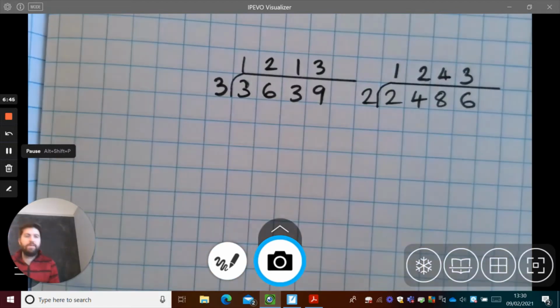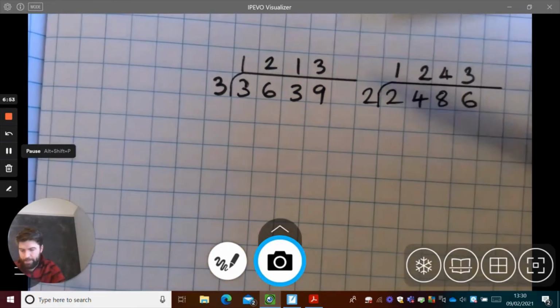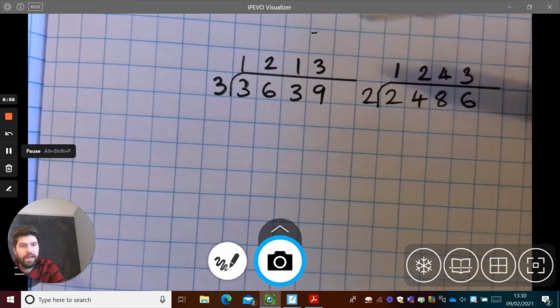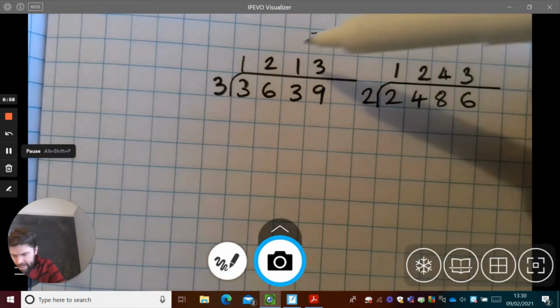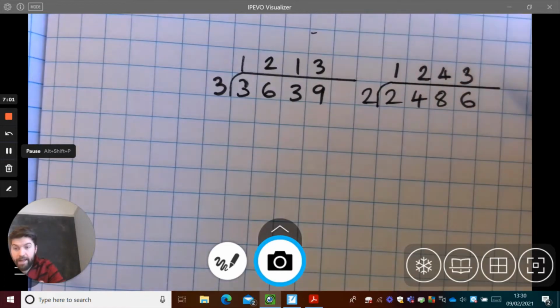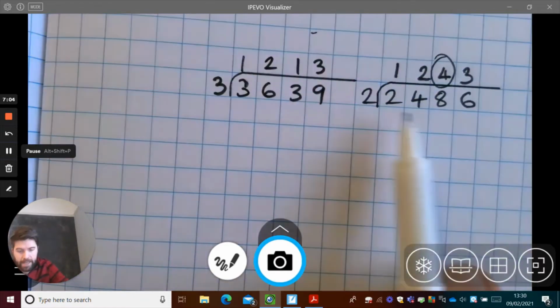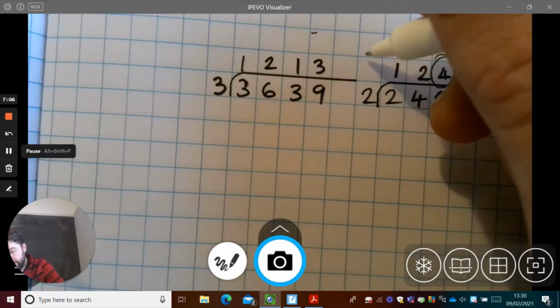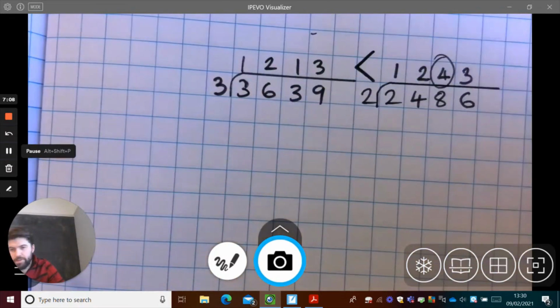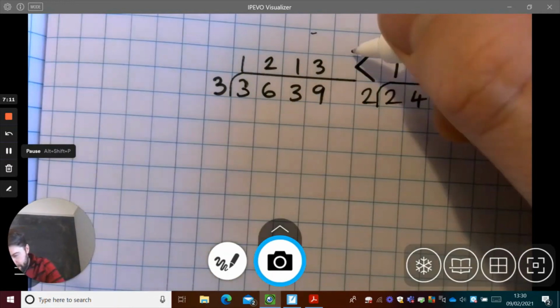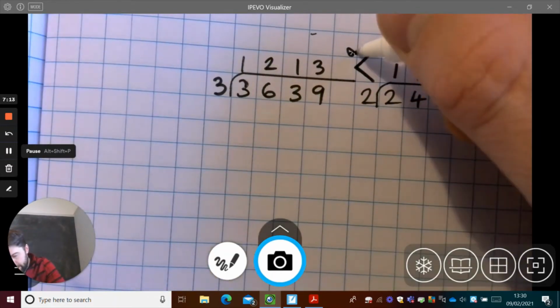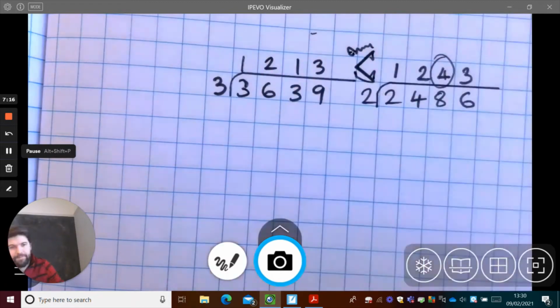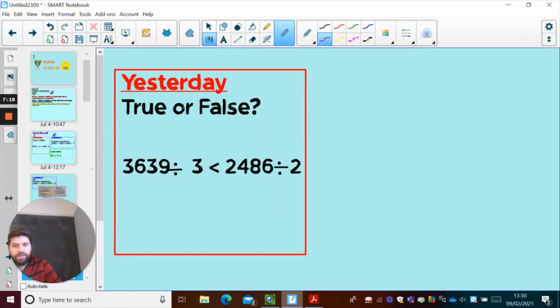Right, so now I've got my 2 answers, 1, 2, 1, 3 and 1, 2, 4, 3, and I'm looking for a greater than. I'm looking for the number that is larger here, or indeed the number that is smaller. Let's start in the ones column. Well, they've got the same value in the ones column, they both end in a 3. What about the tens column? Okay, I've got a 4 here and a 1 here. That's telling me then that this number here, 1, 2, 4, 3, that is the greater number. So my symbol goes this way because we always remember the crocodile eats the bigger number. So let's go back. Was it true? Was it false? In this case, it is true.